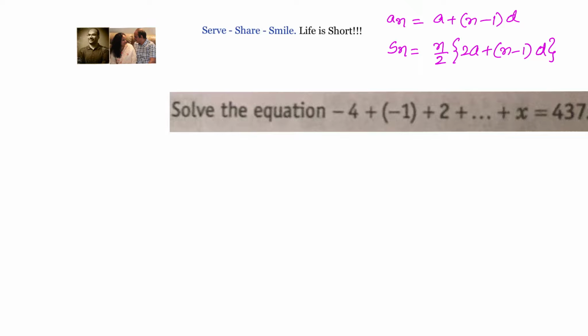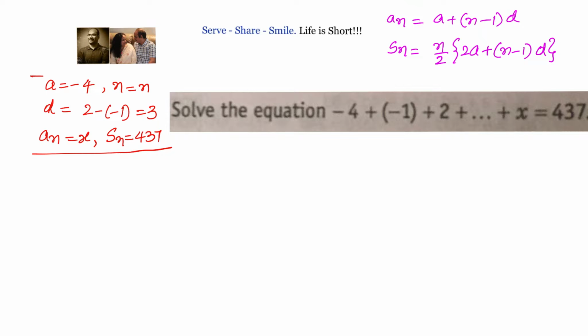Now we have two variables. Whatever we know, let's write down first. In this particular problem, if we go back to the formulas, what is our a value? A is minus 4. Then what is d? D is 2 minus of minus 1, which is equal to 3. Then n is n. An equals x. Sn equals 437.